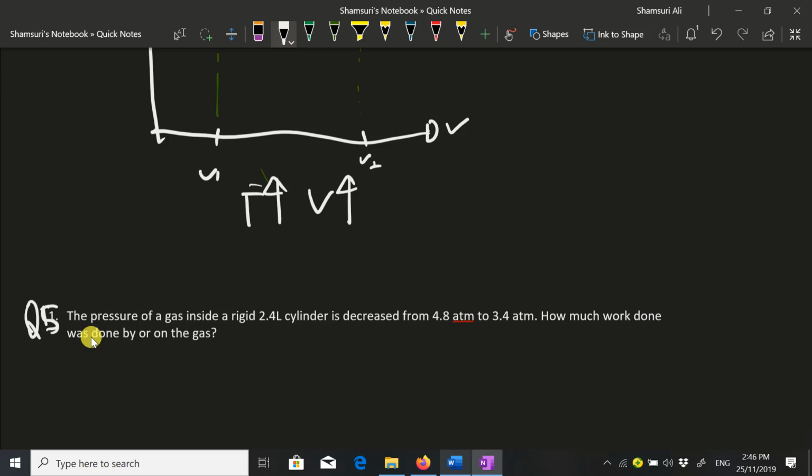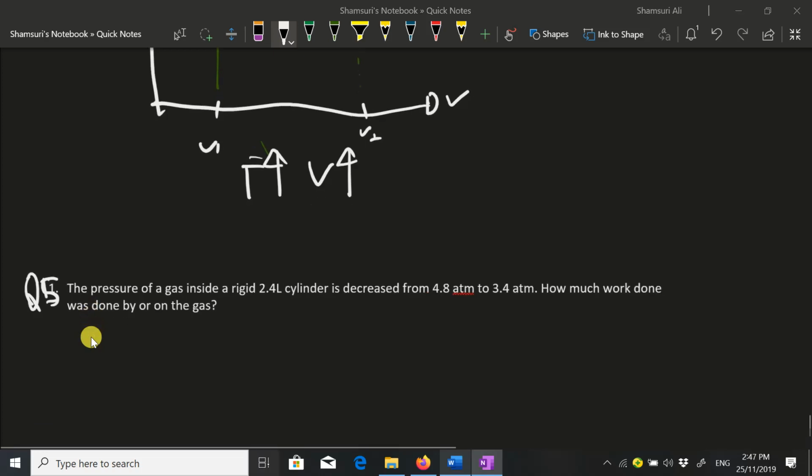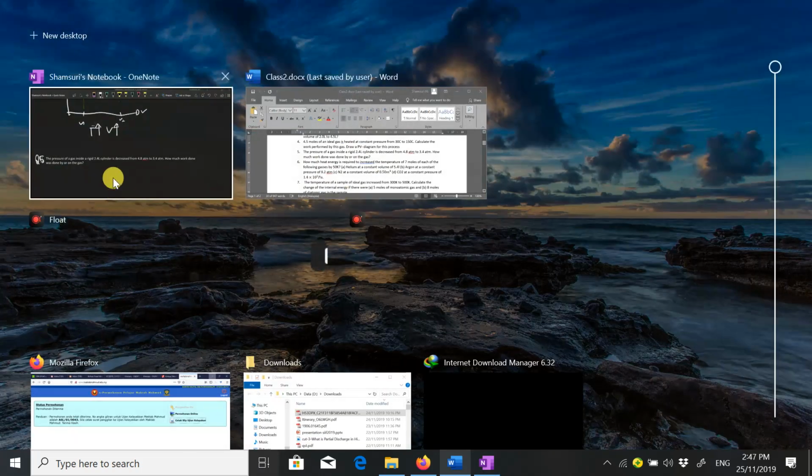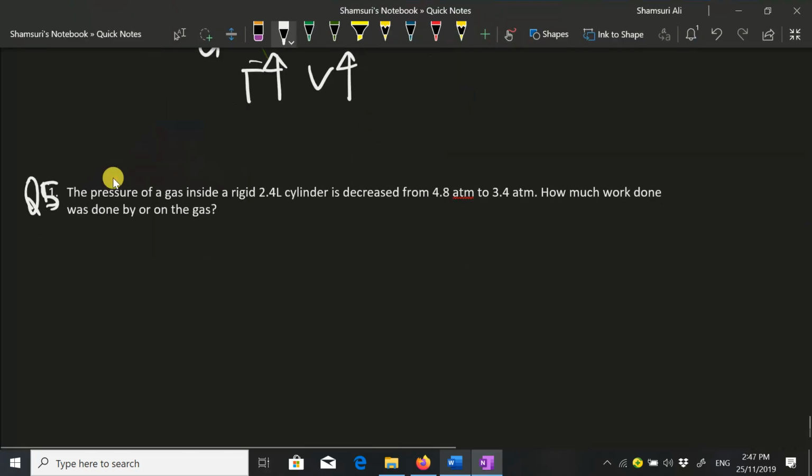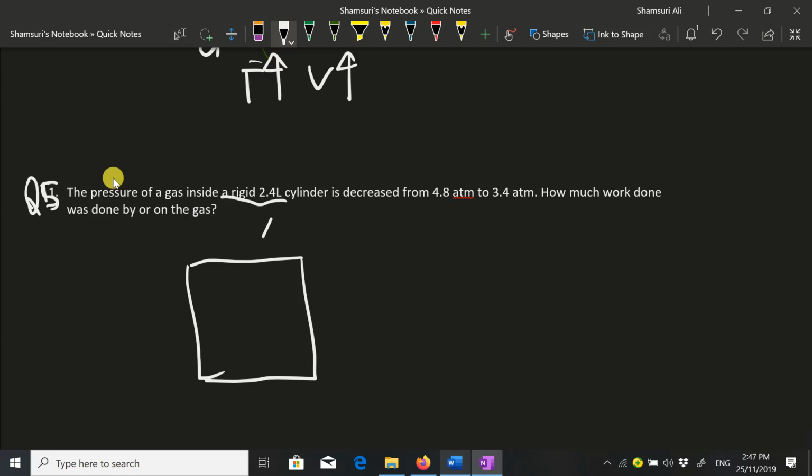A pressure of gas inside a rigid 2.4 liter cylinder. So the volume is 2.4 liter. We're given a rigid volume, so delta V is 0. The volume will not increase.